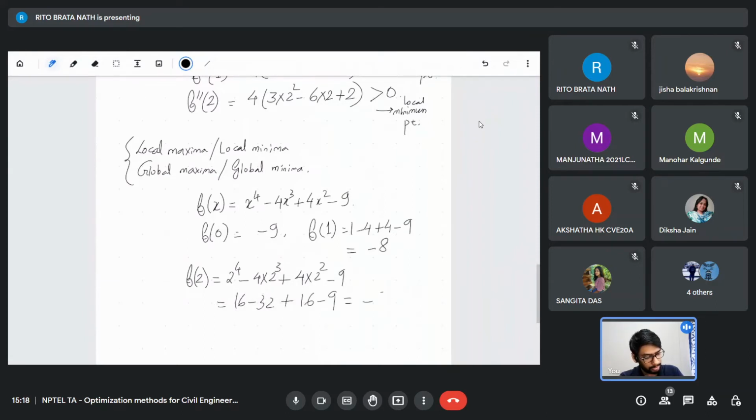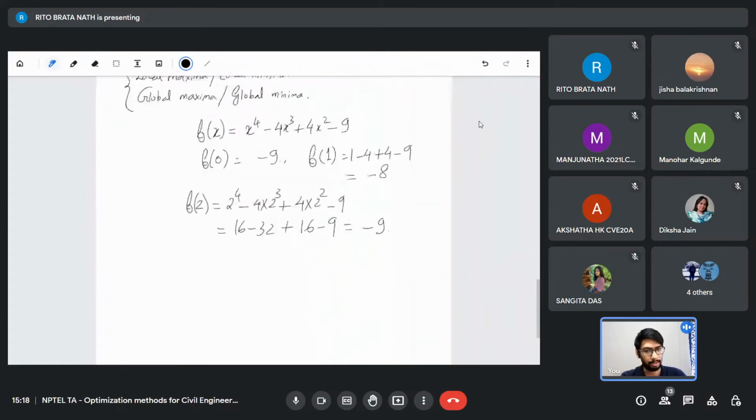So in this particular example, both 0 and 2 give you the same value of this function at both these points. So essentially both of them become your global minima in this case, and this is your maxima. So you had only one local maxima, so this is your global maxima as well. So this is the maximum value of the function, and this is your minimum value of the function.